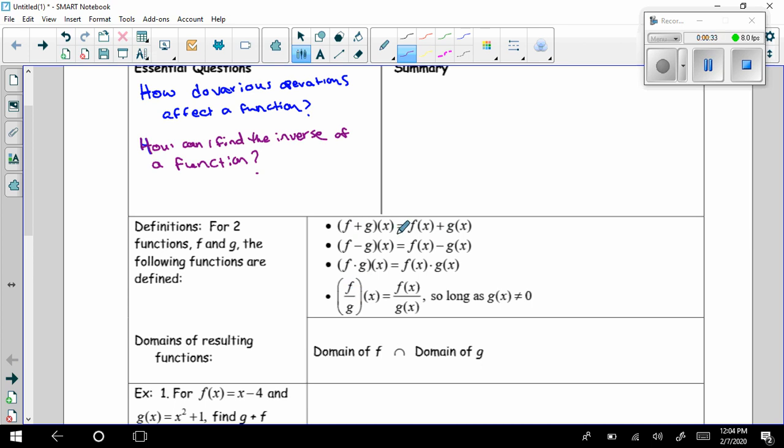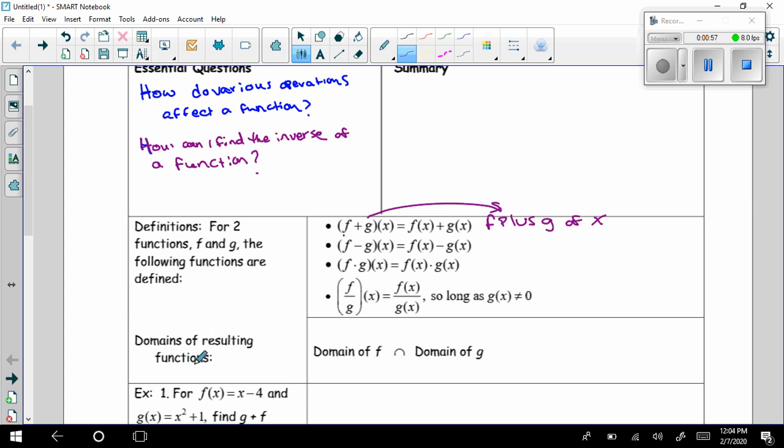There's two ways you can express that. You can say f plus g of x, so this would be said f plus g of x, or f of x plus g of x. It doesn't matter how you say that, but these are the two notations that you would see for those.